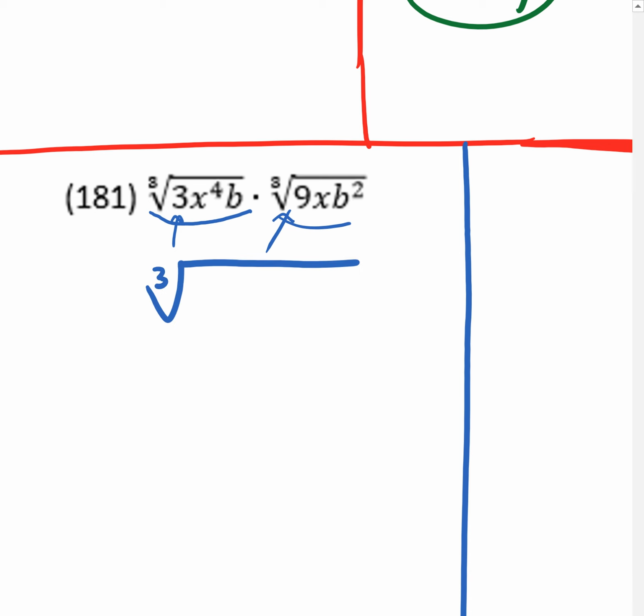And they both have cube roots, so we're okay to multiply. So 3 times the 9, that makes 27. X to the 4th times x to the 1, you add the powers. 4 plus 1 is 5. Same with the b's. You have a 1 power here and a 2 power here. That adds up to 3.